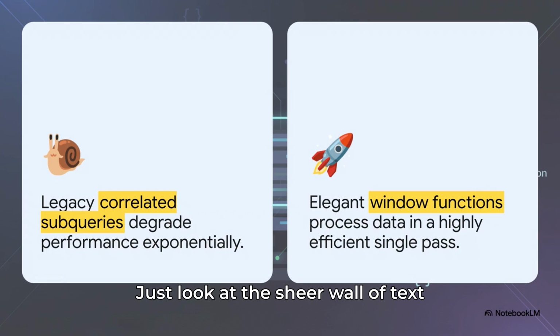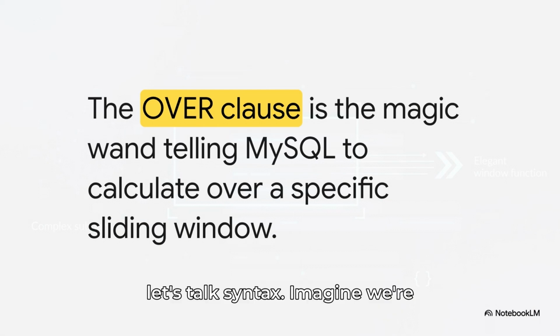Just look at the sheer wall of text required for a legacy correlated subquery, especially when you compare it to an elegant one-line window function. It's night and day. Not only do window functions process data in a highly efficient single pass, but the immediate readability gains are massive. Trust me, your future self, and definitely your teammates, will thank you when you're debugging at 2 a.m.